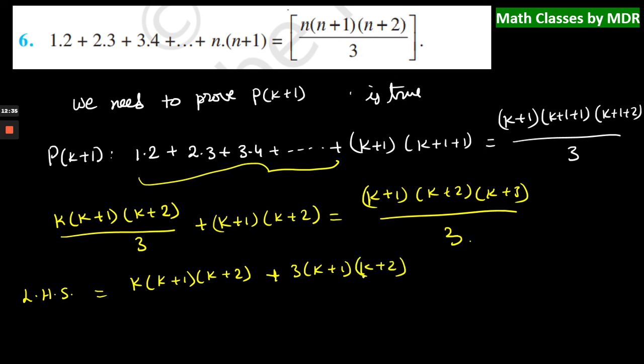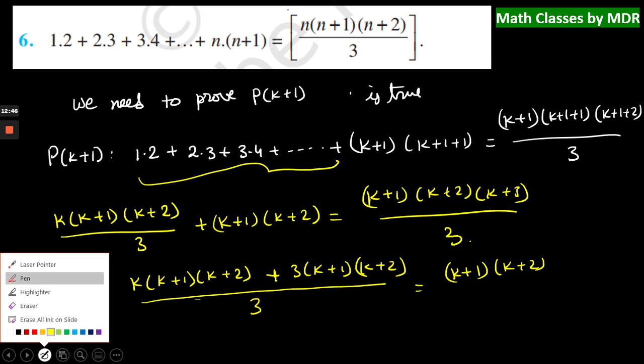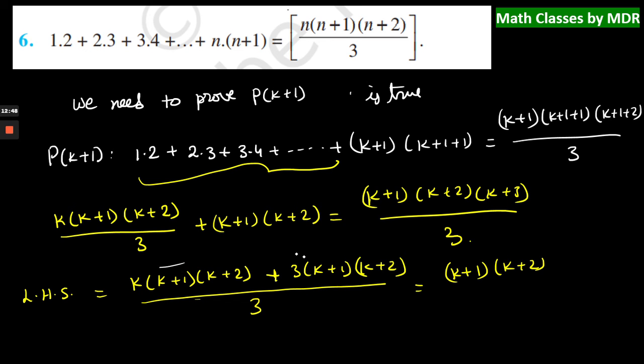I think by looking at this one itself, we can say that it is equal to right hand side, right? So we can take k plus 1 and k plus 2 common here, isn't it? We have two common terms, k plus 1 and k plus 2. We can take it common. So we will be having k plus 3 by 3. That is what we have on the right hand side, hence proved.